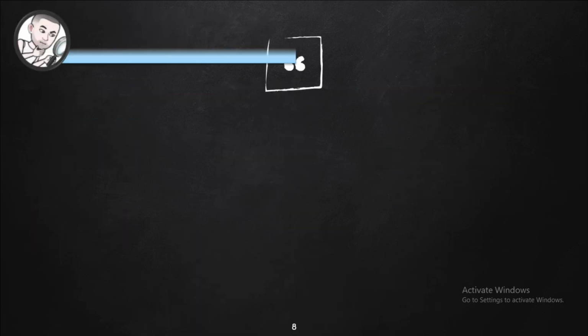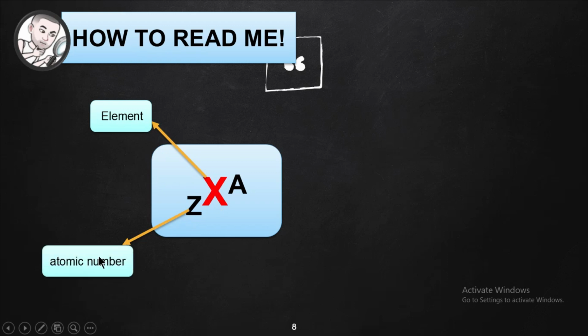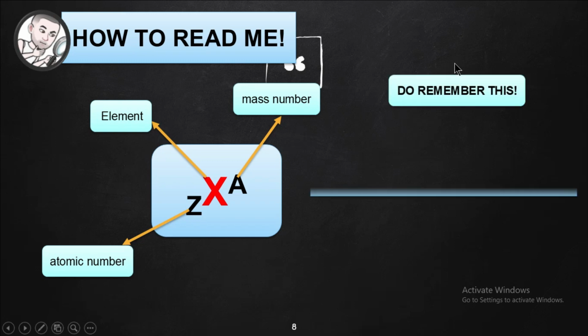Another symbol that you have to become familiar with are this. The letter X here, the letter A, and the letter Z. The letter X here, ang tawag natin dyan is the element's symbol. Itong letter Z naman na makikita sa lower left corner nitong X, that is what we call the atomic number. And then the letter A here na makikita sa upper right corner ni X, that is what we call the mass number. And please do remember these things.